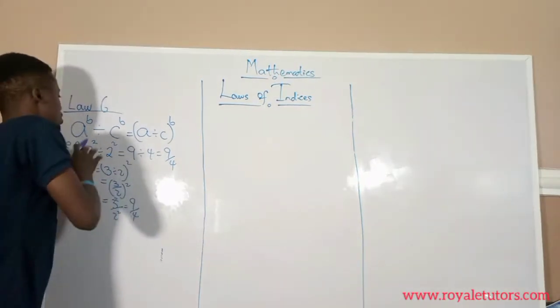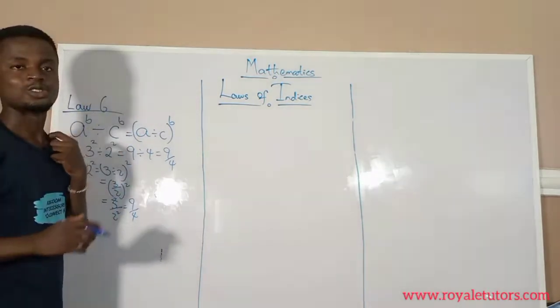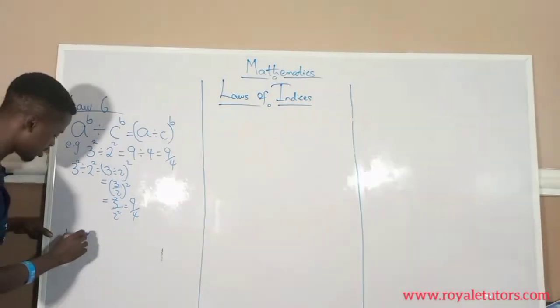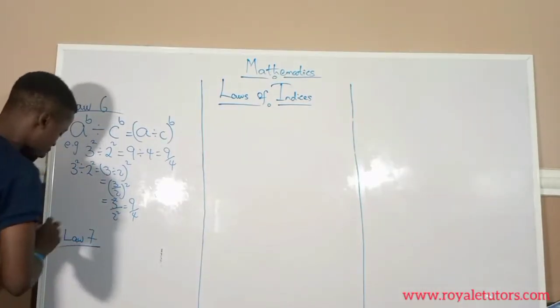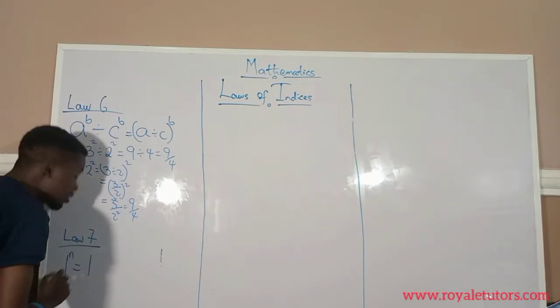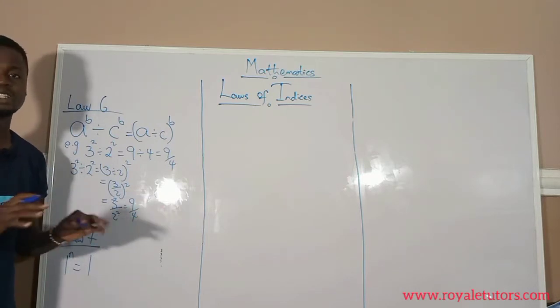Okay, so whenever you have this division like that, you can just pack them together and pick one of the powers. Law 7. Law 7 is quite straightforward and very easy. 1 raised to power n is equal to 1. What are we saying? We are saying that 1 raised to power any number is equal to 1.